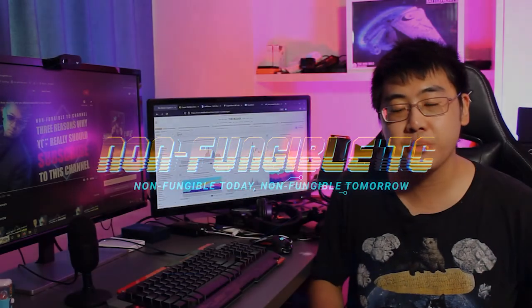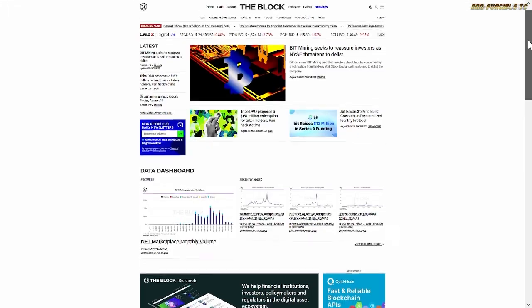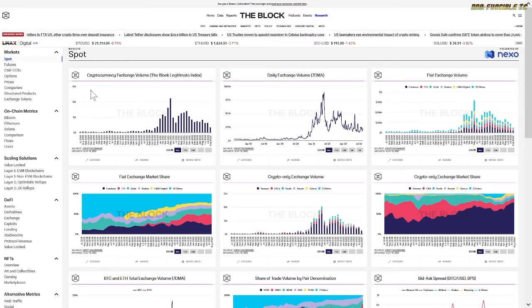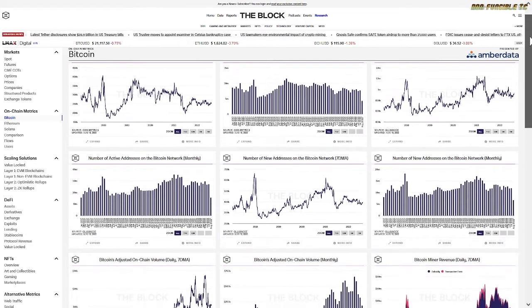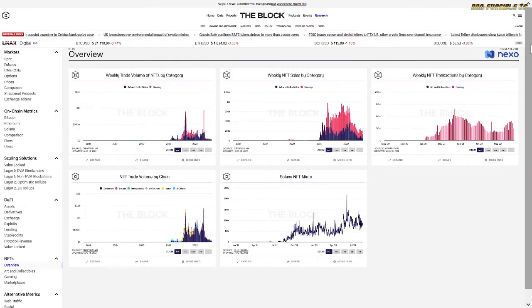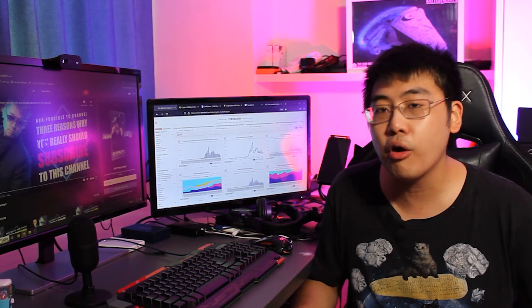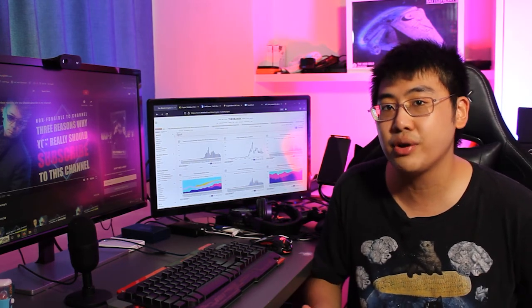So the first dashboard is The Block. The Block is a crypto news outlet, but they do have a dashboard covering the exchanges, covering the on-chain data, and also covering DeFi and NFTs. So they have a really comprehensive dashboard. It is very helpful in the sense that it is very holistic in showing you what is happening.